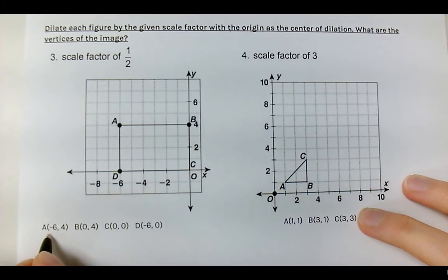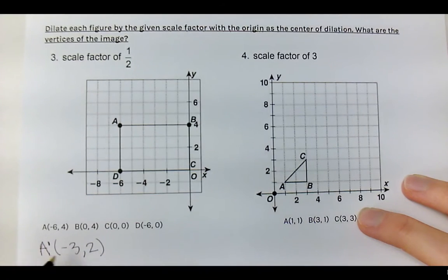So -6 times 1/2 is -3. So we're going to call that A prime. So it's going to be -3. And then 4 times 1/2 is 2. So A prime becomes -3, 2. B prime would be 0 times 1/2, which is 0. And then 4 times 1/2, which is 2.